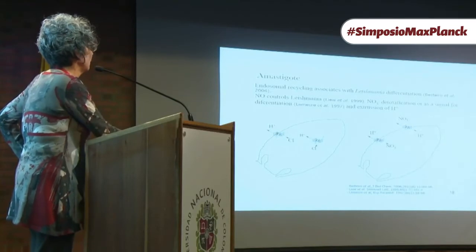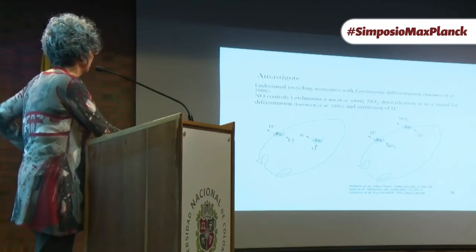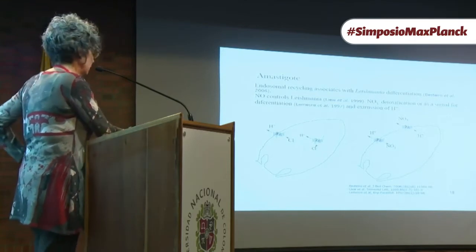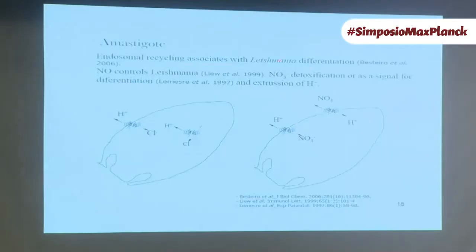In the promastigote, our molecule should be doing this. But in the case of the amastigote, we have a more interesting theoretical explanation that we should follow. If this exchanger is capable of permeating nitrate, then one could envisage a model in which the macrophage is producing nitric oxide. Nitric oxide is converted into nitrate, and then the parasite has a pump to detoxify it from nitrate. And the problem is that it has to deal later with the pH.